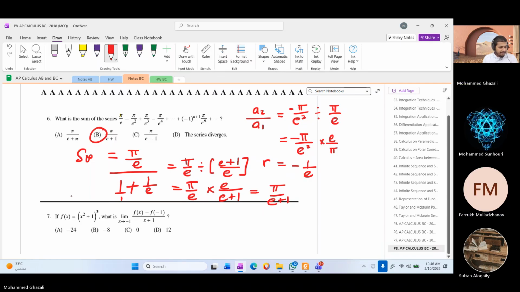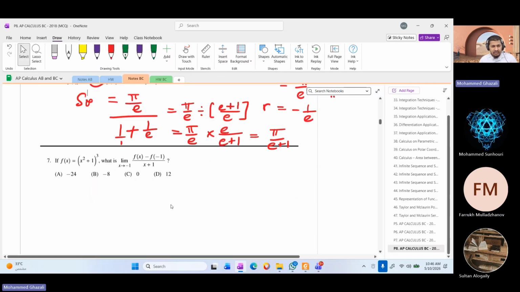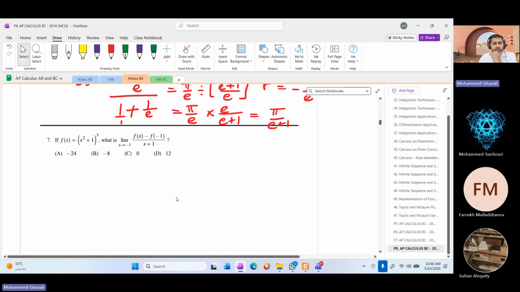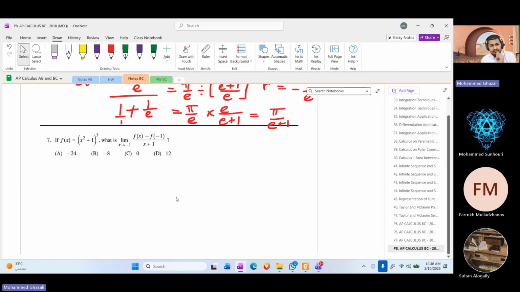Are we good? Yes. Right. Let's look at question 7. If f of x is equal to x squared plus 1 to the power 3, what is the limit as x approaches negative 1 of f of x? Now it's important. We got a point. This is more like average gradient, right? Because we're pushing the limit as x approaches negative 1 inside the function, we're trying to find the instantaneous gradient at negative 1, right?